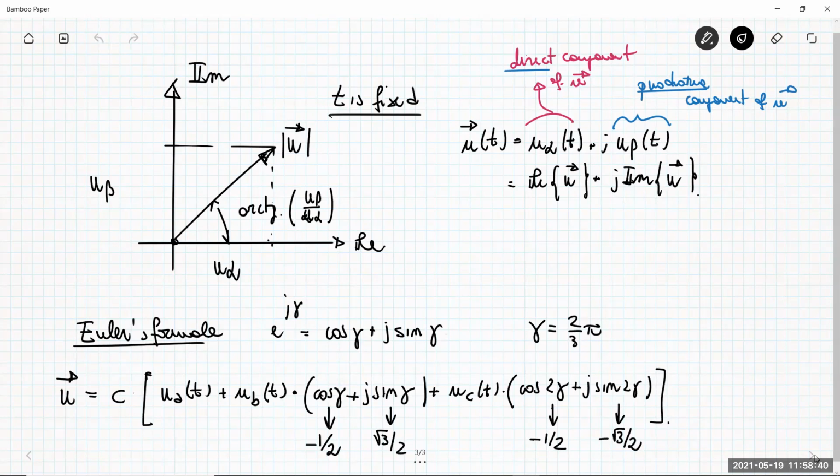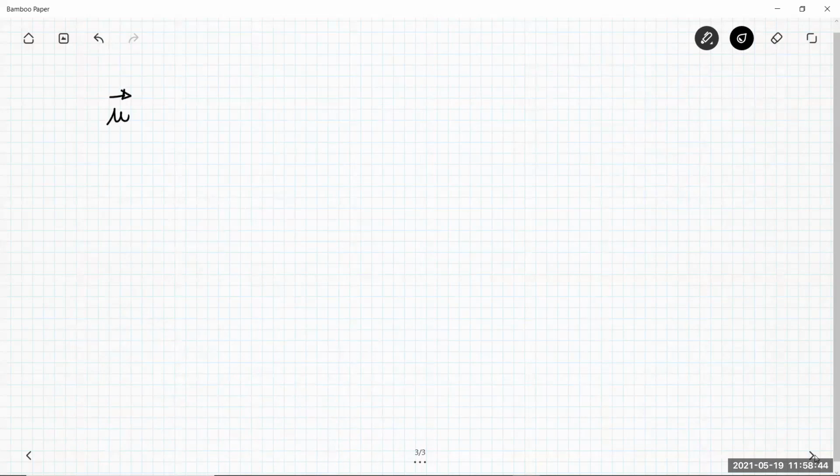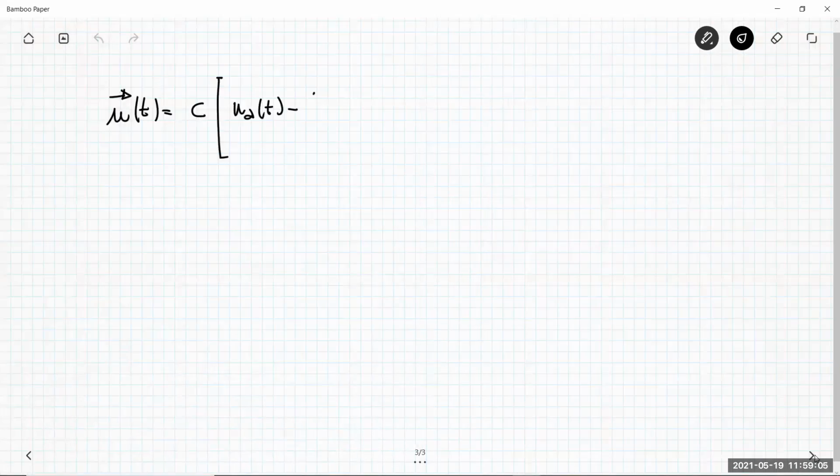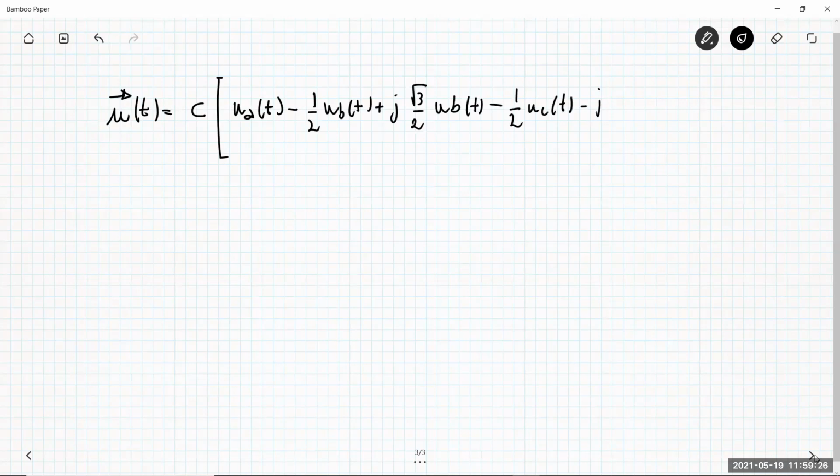So the space vector is the multiplication of the constant c, and then you have ua of t, minus 1/2 ub, plus j square root of 3 over 2 ub, minus 1/2 uc minus j square root of 3 over 2 uc.